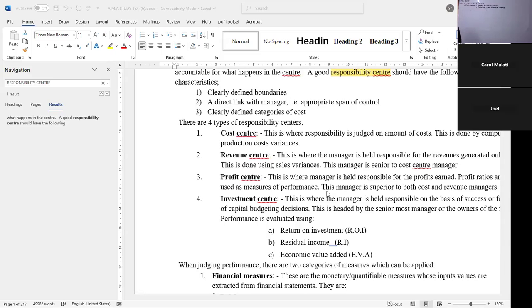Joel, good morning. Good morning, mwalimu. Karibu sana. Asante. We are looking at the paper of April 2025.